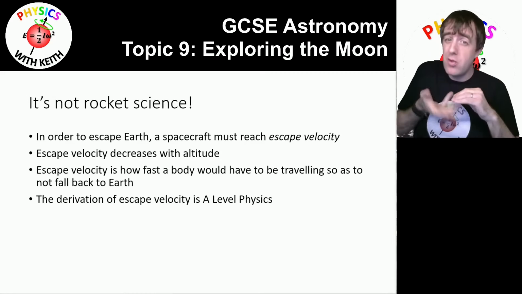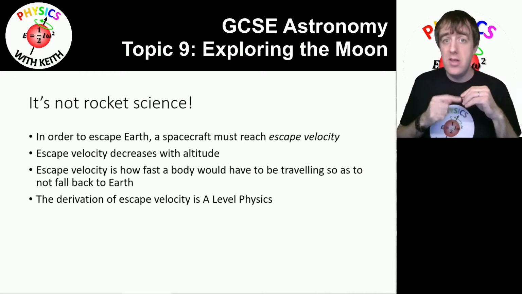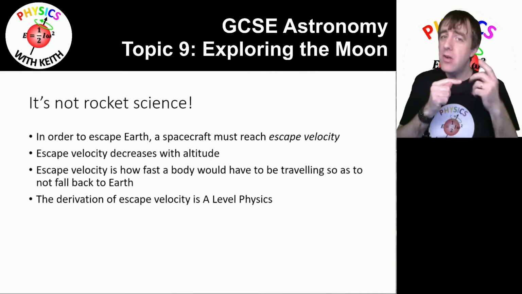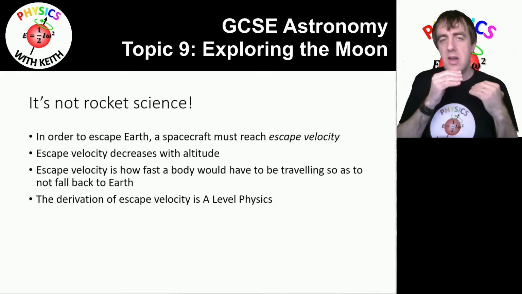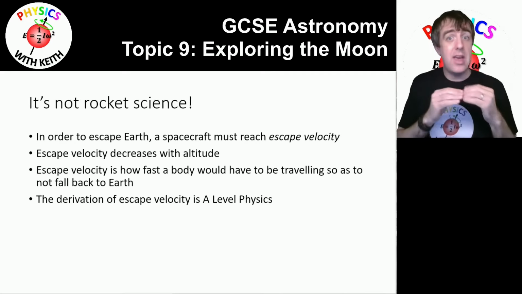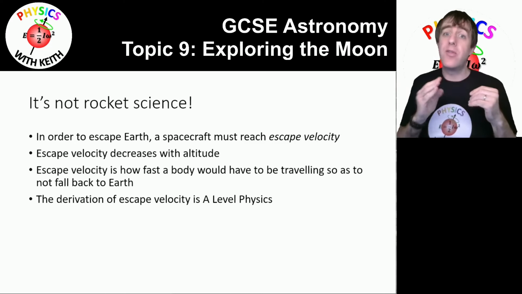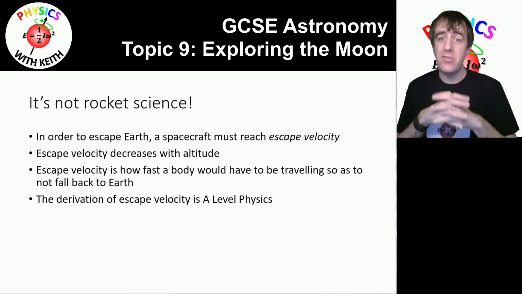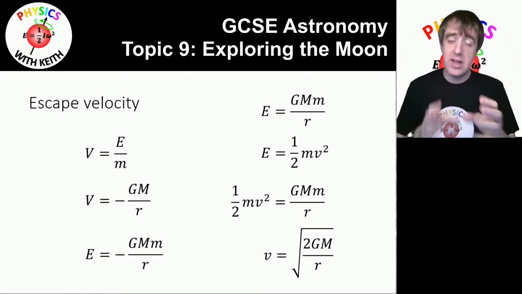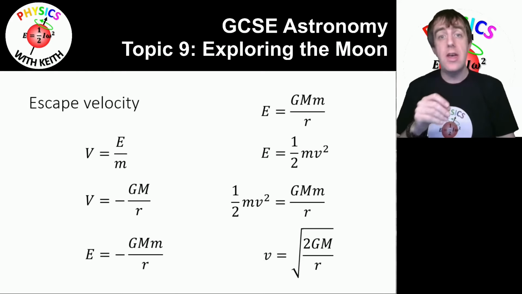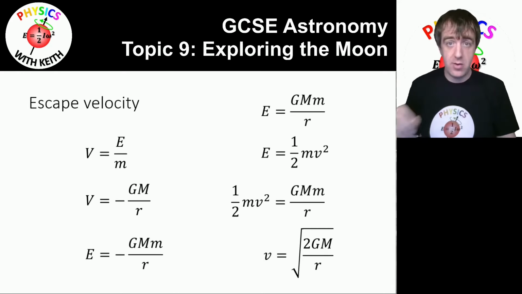So if I'm able to throw this object fast enough, then it slows down, but as it slows down, gravity gets weaker. So its attraction to the Earth gets weaker. And if I throw it fast enough, it can be that it never slows down enough to actually stop and fall back. And that's the escape velocity. So to calculate the escape velocity, we use two equations. We use the gravitational potential energy equation and the kinetic energy equation.